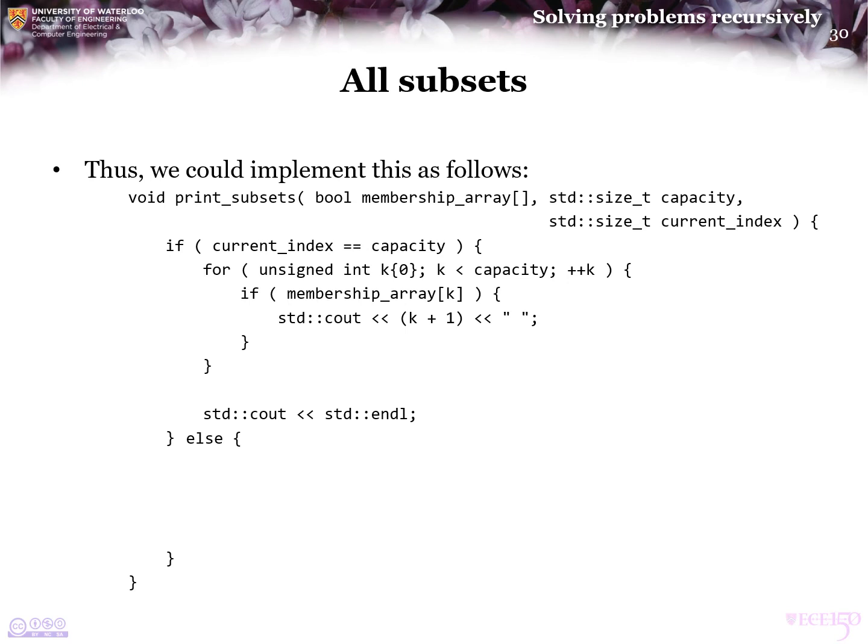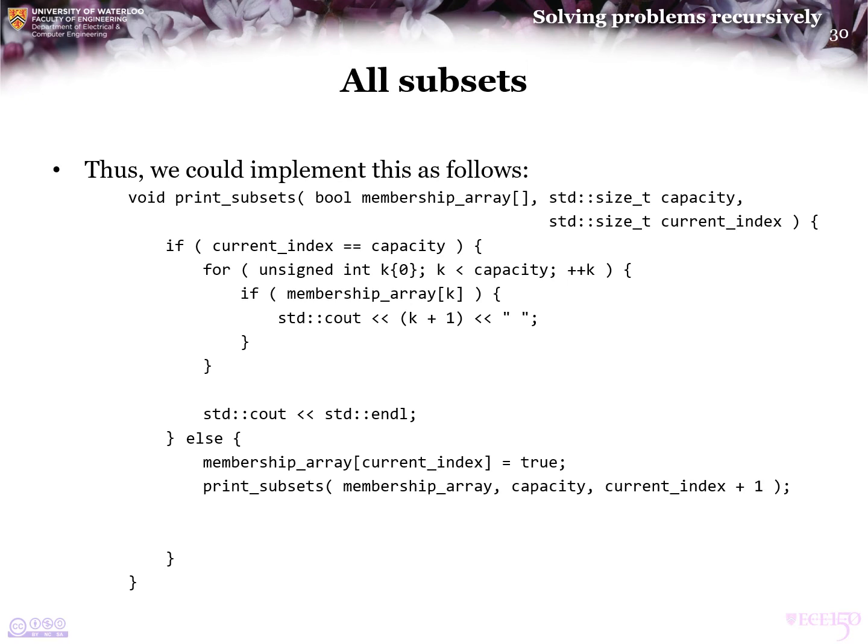Now the complementary statement includes first indicating that the membership of the current index is going to be true. So at this point we're assuming that when we recursively call, then this entry at current index will be displayed to the screen, specifically current index plus 1. So that's in the set.